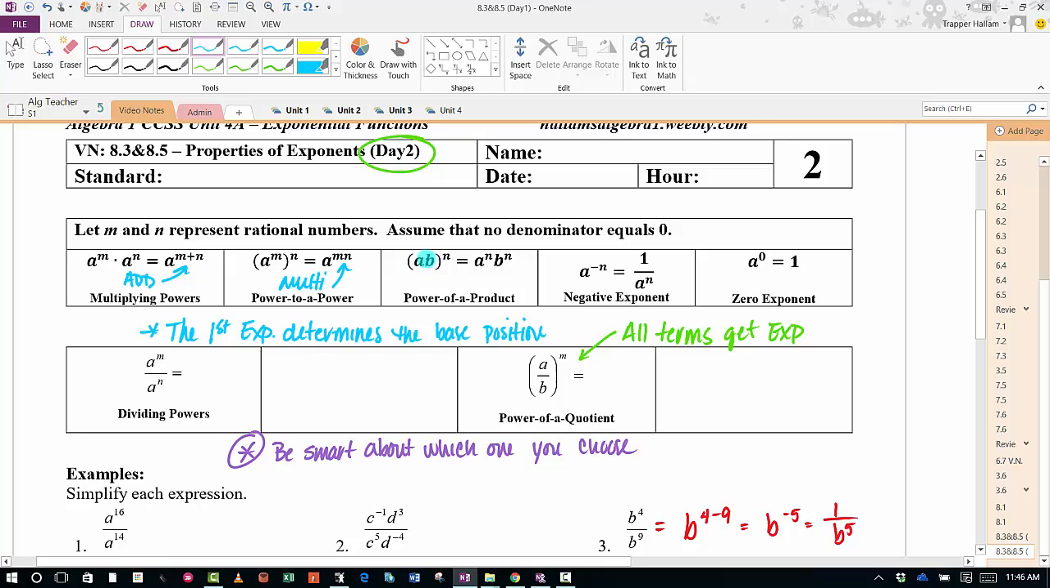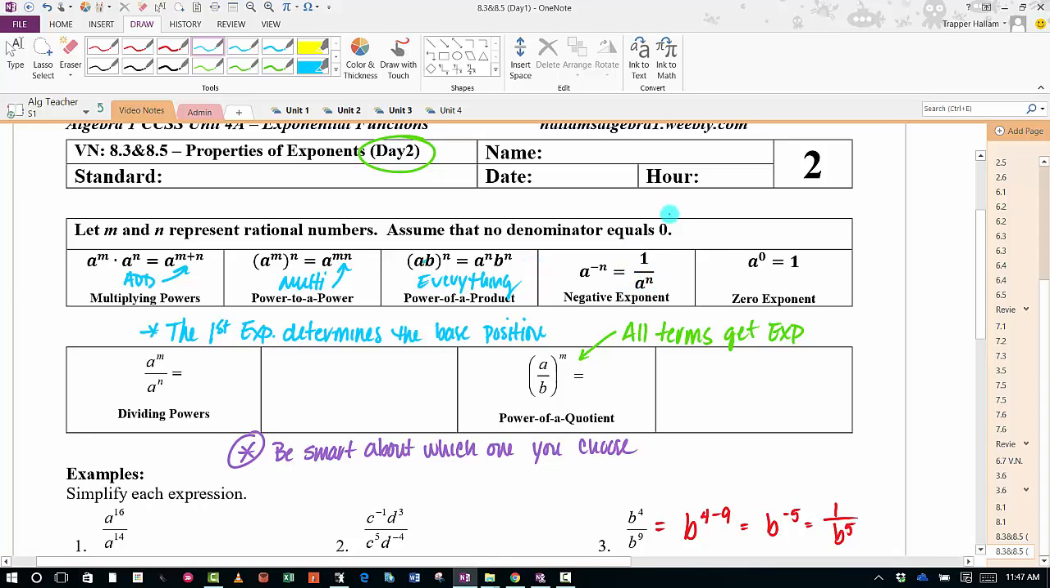Power of a product, meaning that there's more than one thing inside of the parentheses, and it's raised to a power, so power of a product, meaning multiplication. In this case, everything inside of the parentheses gets the particular exponent, as you can see here. So I don't want to call it distribute, but everything gets it. And I'll explain later, in a different unit, why we don't say distributive property, because that will cause you an issue later.